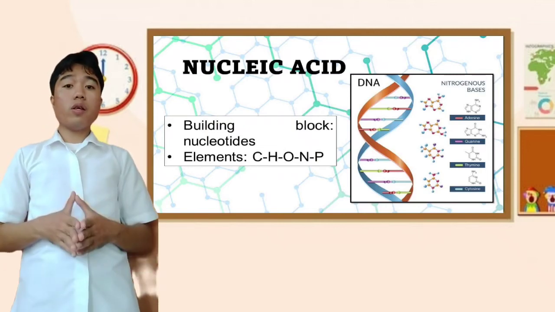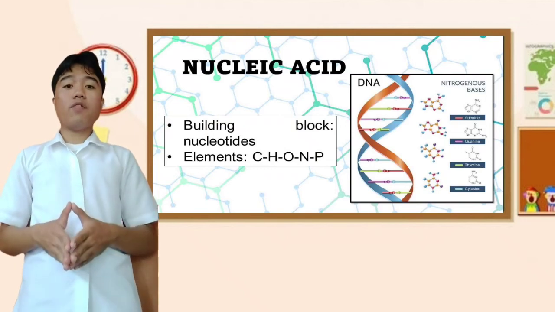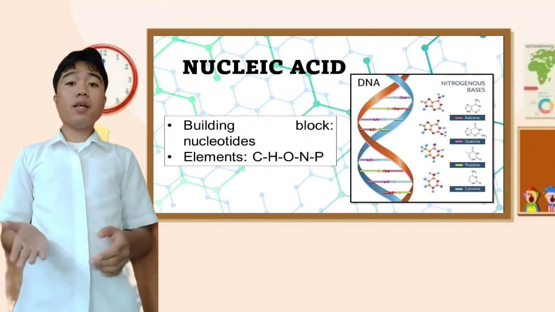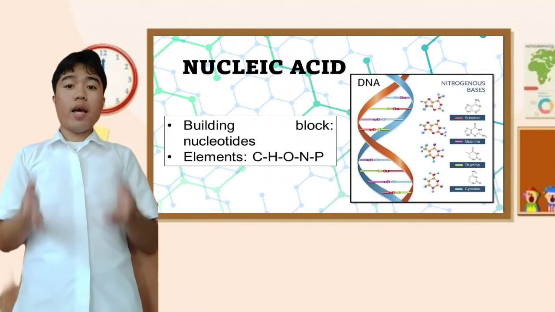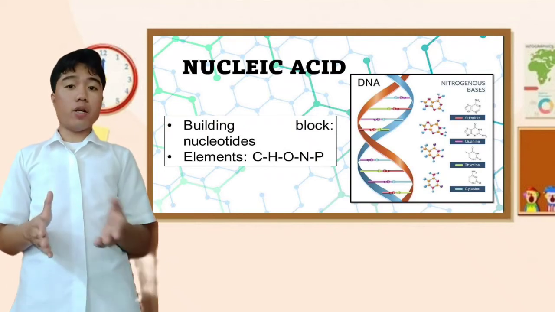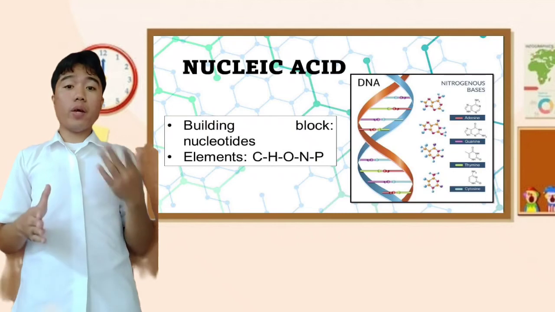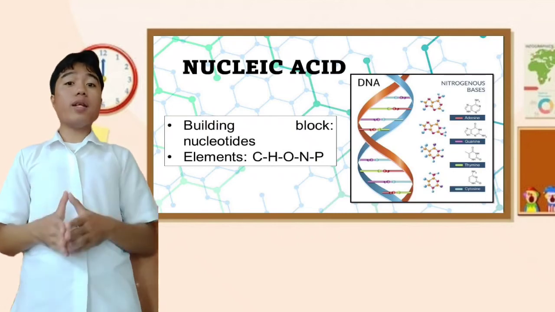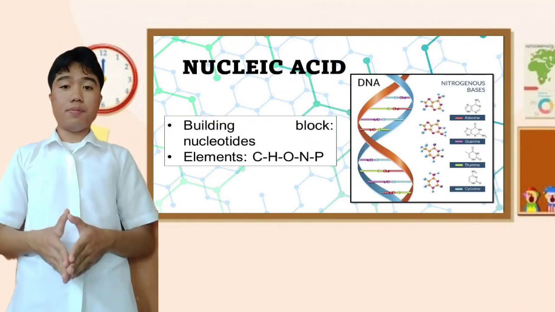So what are those nucleotide bases? So we have here the adenine, the thymine, the guanine, and the cytosine. And always remember that in replication, adenine is always paired with thymine. And the same goes with cytosine and guanine.